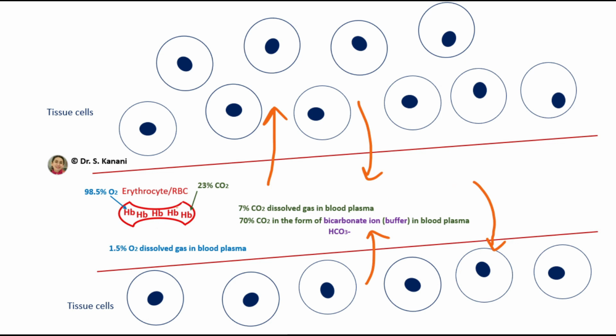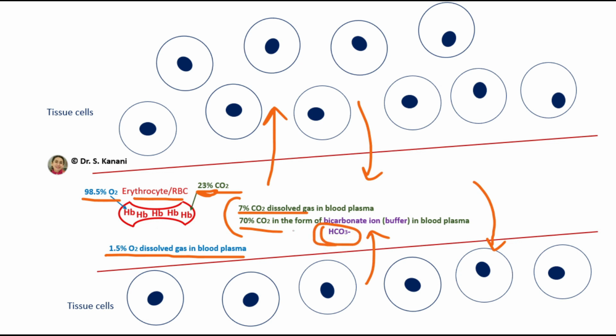We already know that there are two components of blood that both transport oxygen and carbon dioxide. Most of oxygen is transported by erythrocytes, red blood cells, and a very small percentage of oxygen is in plasma as dissolved gas. When it comes to carbon dioxide, we see that about 23% will be transported by red blood cells, and 77% of carbon dioxide is in plasma. The only difference is that 7% is dissolved in plasma as gas, 70% travels in the form of this important buffer, which is bicarbonate ion.